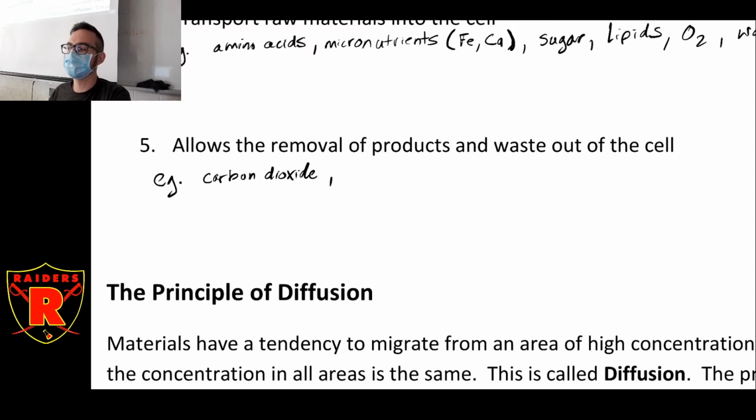Go ahead, Kadam. Waste. What's that? Waste products. So that would be all of your cell waste products. Your cells make waste. They break down protein, they create urea.